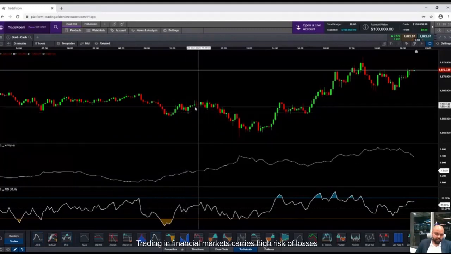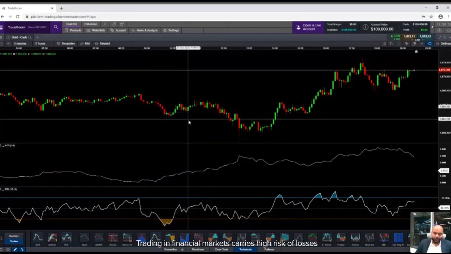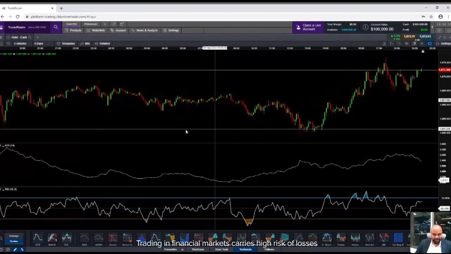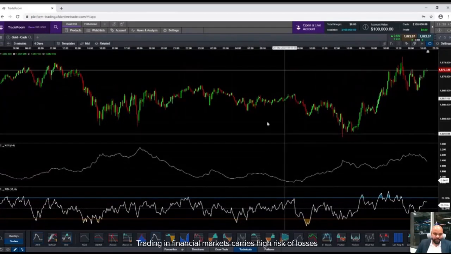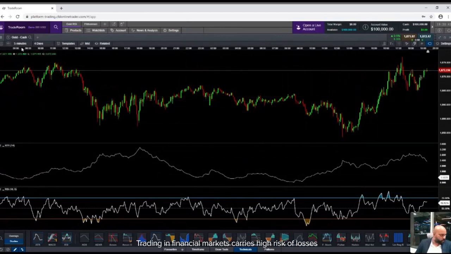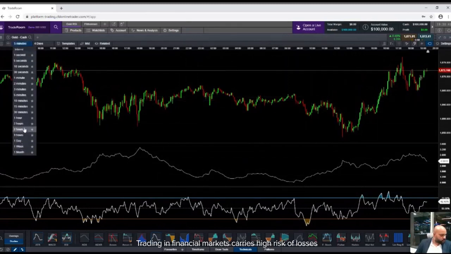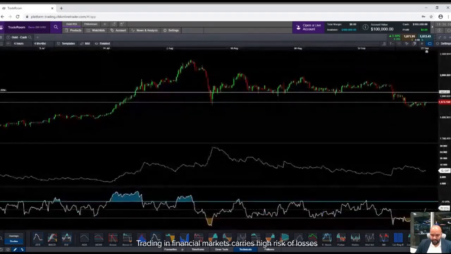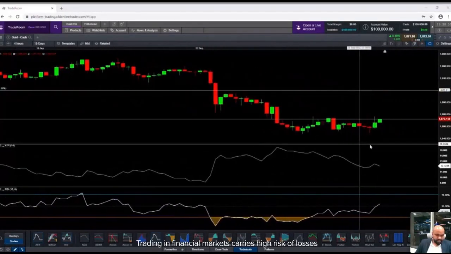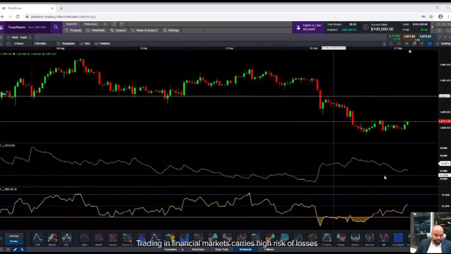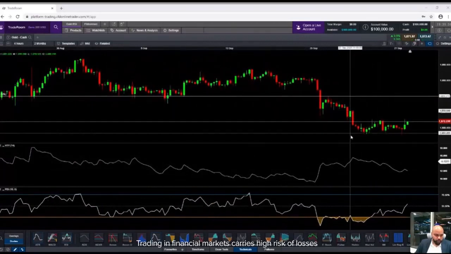Now I'm looking at a 5-minute chart. On a 5-minute chart, it is not advisable to trade. I'm just showing it to you on a 5-minute chart because we have more data points that we can look at. Let's also look at a 4-hour chart. This is a little longer time frame, right? Let's look at the last few times it has gone to overbought and oversold.